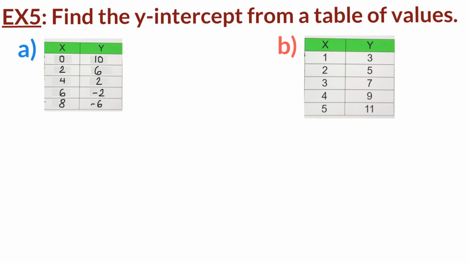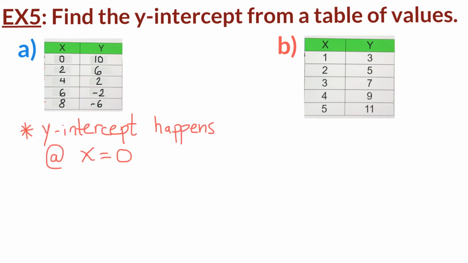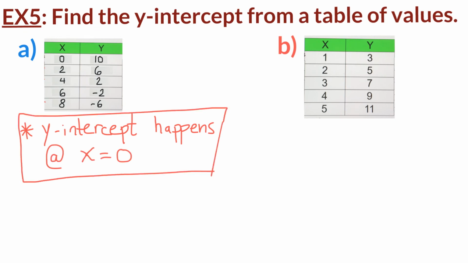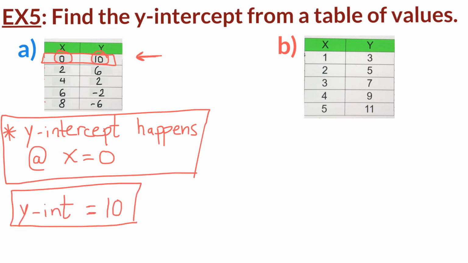Let's look at question A. We know the y-intercept is always when x equals 0. In this case, we have the y-intercept because x is 0. y equals 10. Therefore, the y-intercept equals 10. Now, let's look at question B.